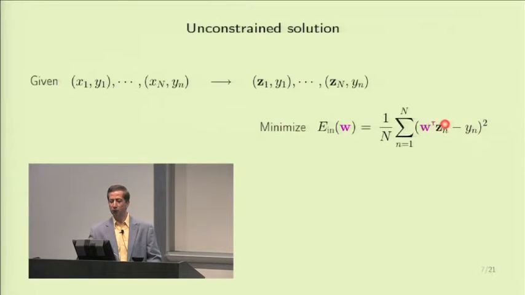So you do this, which is the linear combination in the z-space. You compare it to the target value, which is yn. The error measure is squared. You sum up over all the examples and normalize by n. So this is indeed the in-sample error as we know it.